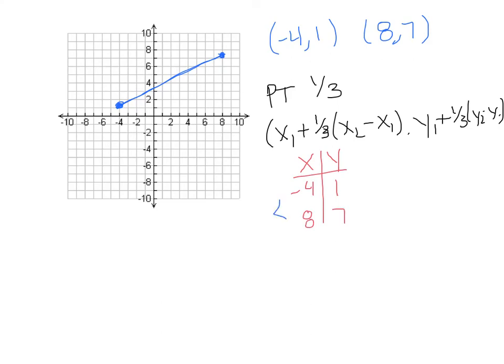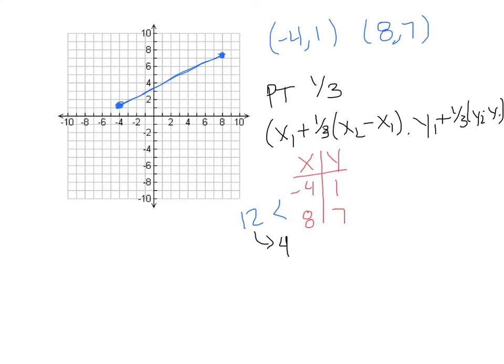Alright, so we saw that when we went from -4 to 8, that was a change of 12. Now when we did the midpoint, we only needed half of this. But in this case, we're doing 1/3 of the way. So we're going to need to divide that by 3, and that's going to tell us the change that we're going to do. That change is going to be 12 divided by 3, which is 4.